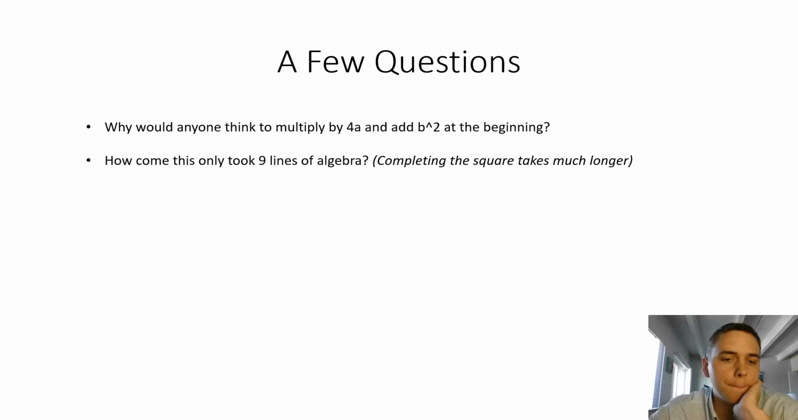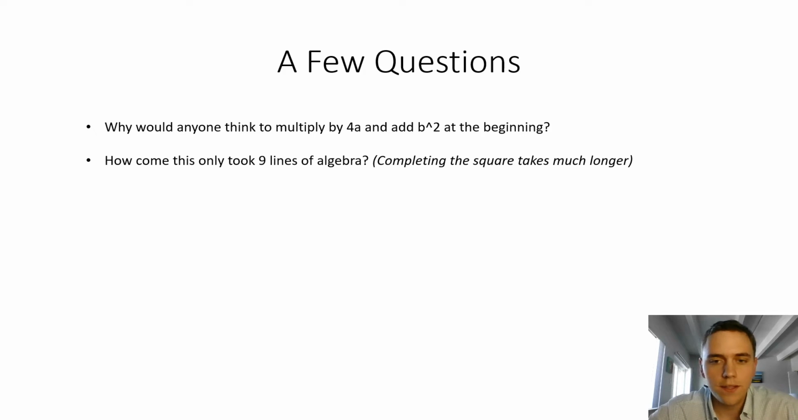A few questions, like why would anybody think to multiply by 4a and then to add b squared? That doesn't make sense. It's a very unintuitive thing. Why would somebody do that? And also, how come it was so short? How come nobody taught me this? That really is what the question should be: how come I wasn't taught this in high school? How come I was taught the completing the square method? And sure, that's a cool method. I enjoyed learning that, but this one is way faster.